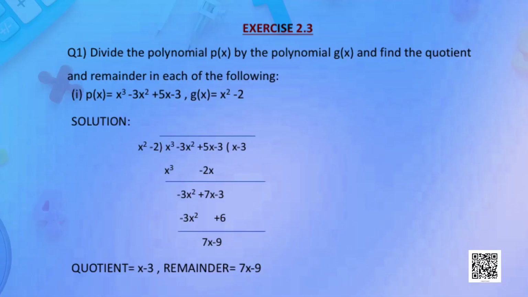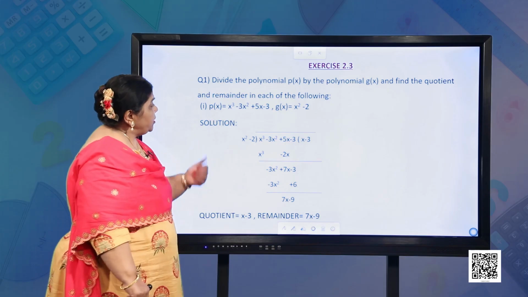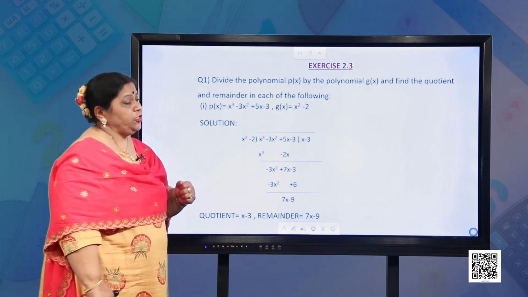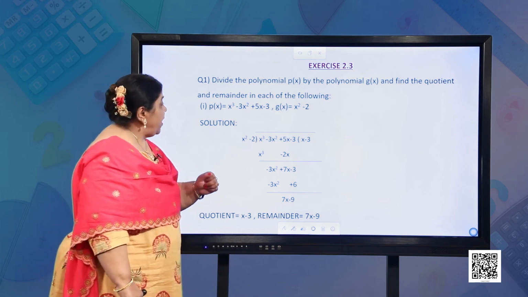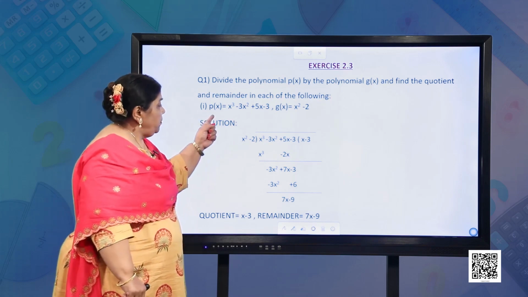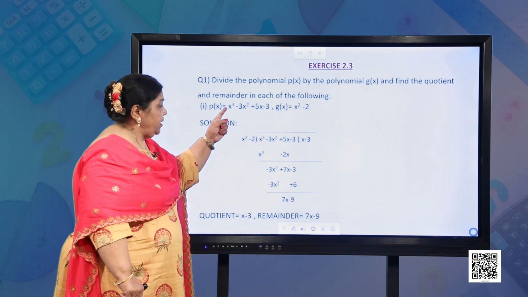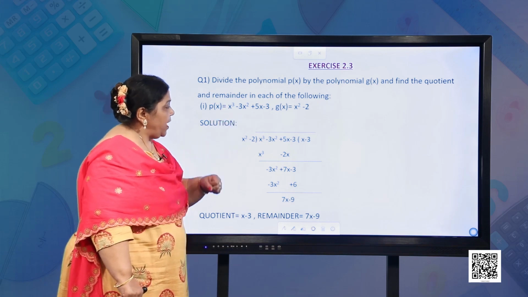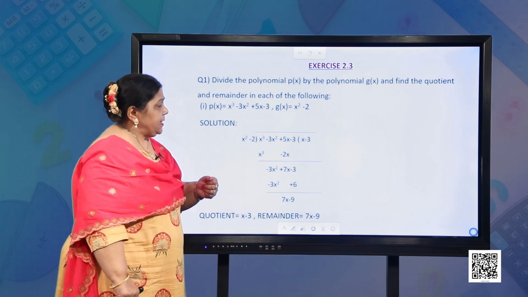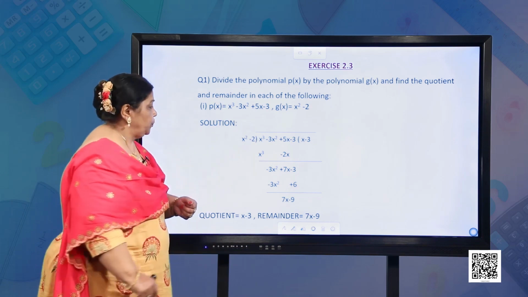Having done this, let us do the first question of your exercise given in NCERT, that is 2.3. First question says divide the polynomial p of x by the polynomial g of x and find the quotient and remainder in each of the following. Polynomial given is x to the power 3 minus 3x square plus 5x minus 3. We are supposed to divide it by g of x, that is x square minus 2.